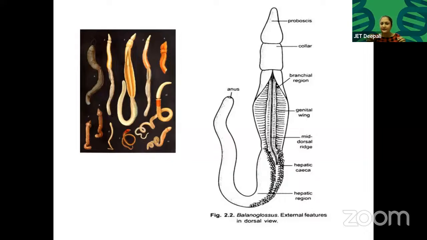In the trunk, the branchial region is found, meaning gill clefts are found. The genital wing is there, meaning genital organs. The mid dorsal ridge is there, meaning they have a notochord-like structure, but not a true notochord. That is why they are hemichordates, half vertebrate and half invertebrate. Then there are the hepatic caeca in the hepatic region, and this is the anus.